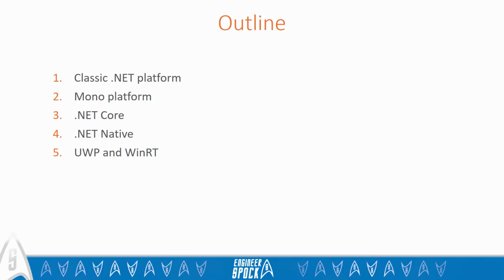Do you really understand what is UWP? How it is related to WinRT and what WinRT actually is? Roslyn as a compiler platform, and NuGet as a system of dependencies management.